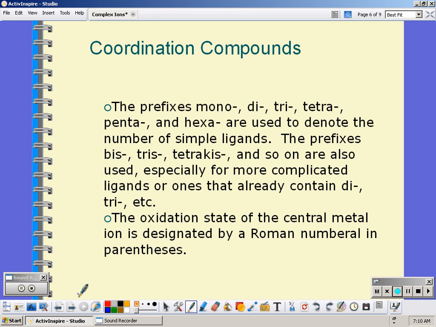The oxidation state, which remember is simply the charge on the metal, is designated by a Roman numeral in parentheses. So we're going to name the ligands using prefixes to tell how many. We're going to name the metal, and then we're going to put the Roman numeral to tell us the charge that's on the complex ion.